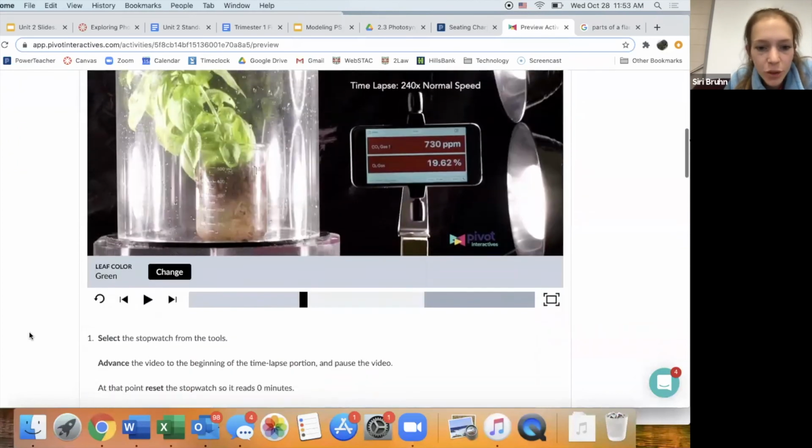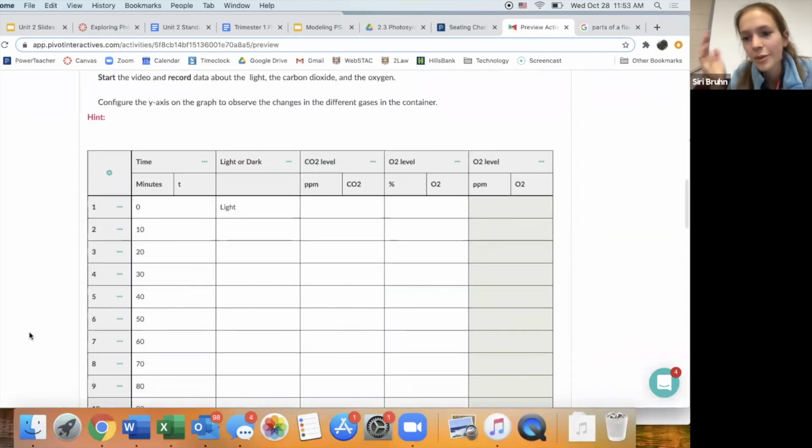But what you're going to do is, I made you a data table. You're welcome. My gift to you. I just made this, and so it's already there. And what you do is, for each time interval, we're counting up by 10-minute time intervals, you're going to record, is it light or is it dark? It'll be obvious. What's the carbon dioxide concentration in ppm, and what's the oxygen concentration in percent.